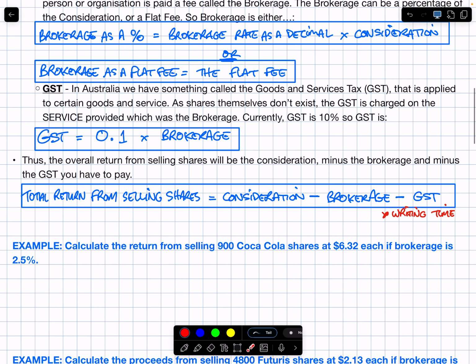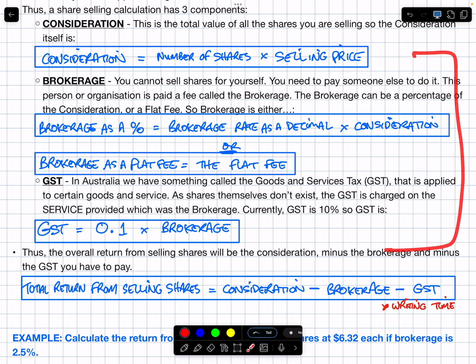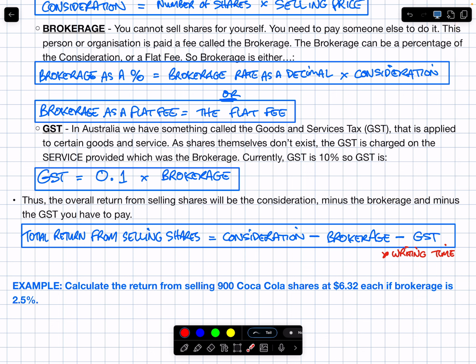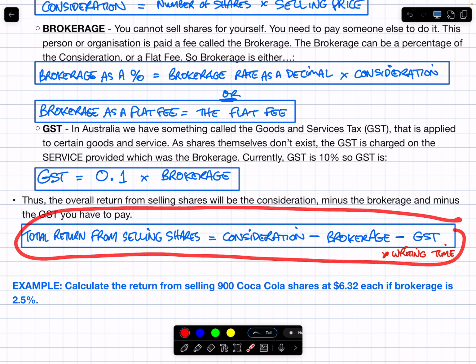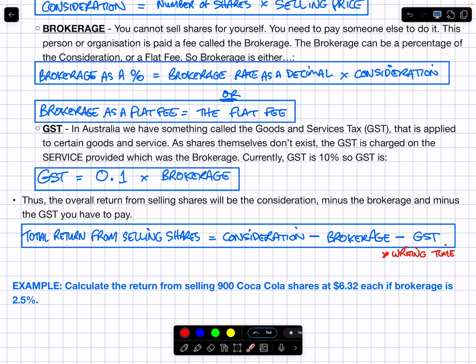So I don't think you need to get all of this. What you do need to get is, when you're selling shares, the total return from selling shares is the consideration, take away brokerage, take away GST. So can you please get that one down for now? And we'll do a couple of examples, and I think you'll find there'll be plenty of time for FIFA.